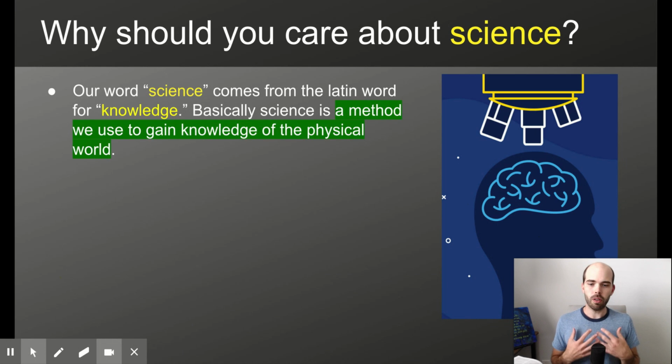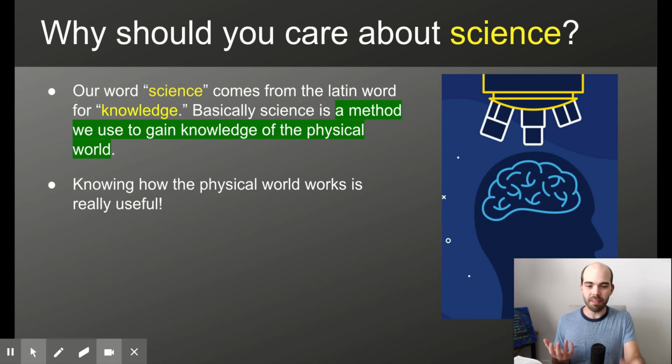So, our word science comes from the Latin word for knowledge. So basically, science is this method we use to gain knowledge of the physical world. And why is it important that we have knowledge of the physical world? Well, that kind of knowledge can be really useful. So pause for just a moment and think, why would it be a good thing for me to have knowledge of the world around me?